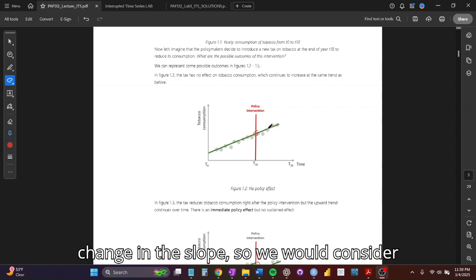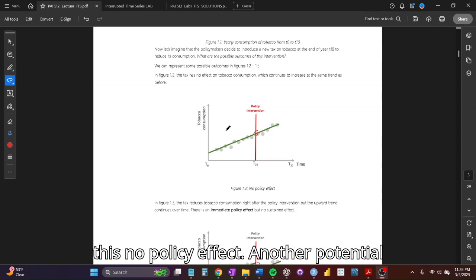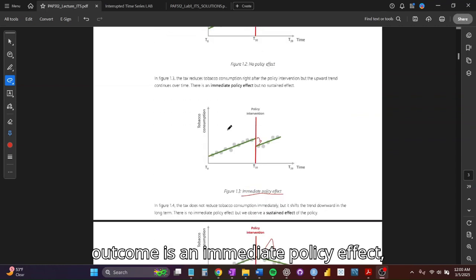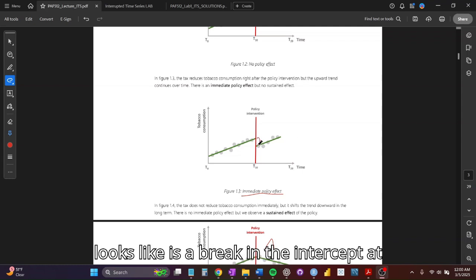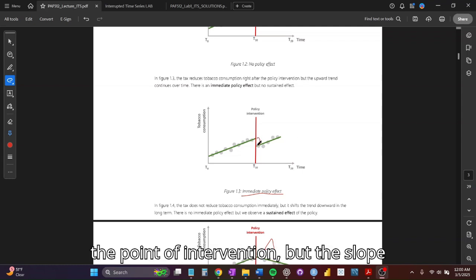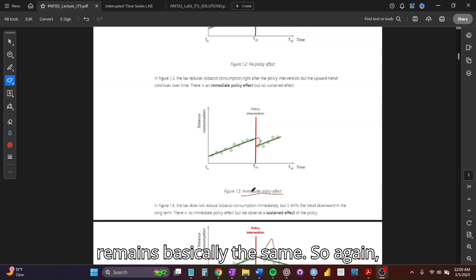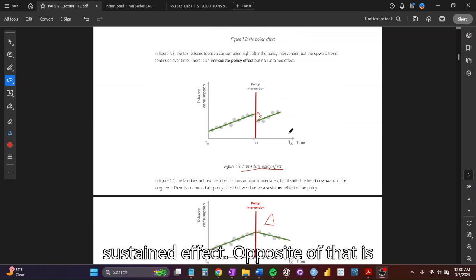There's also no change in the slope. So we would consider this no policy effect. Another potential outcome is an immediate policy effect, but not a sustained effect. And what that looks like is a break in the intercept at the point of intervention, but the slope remains basically the same. So again, that's an immediate policy effect with no sustained effect.